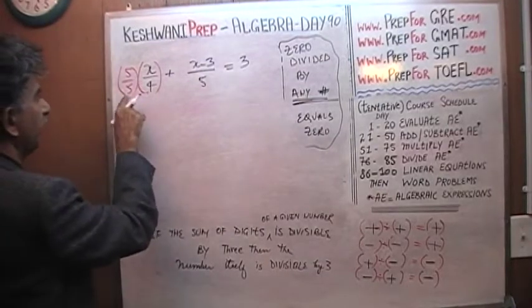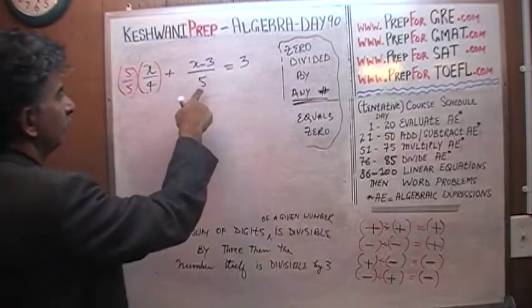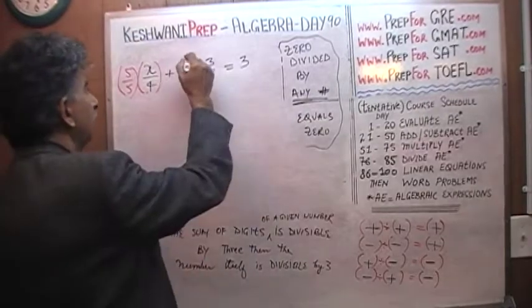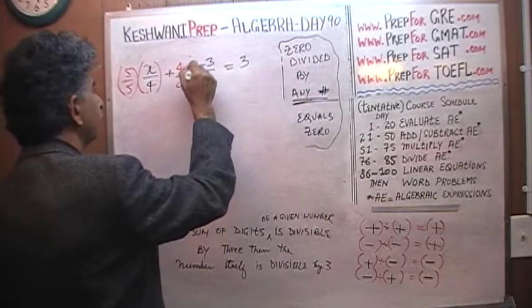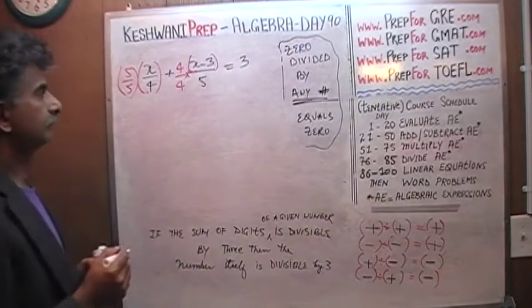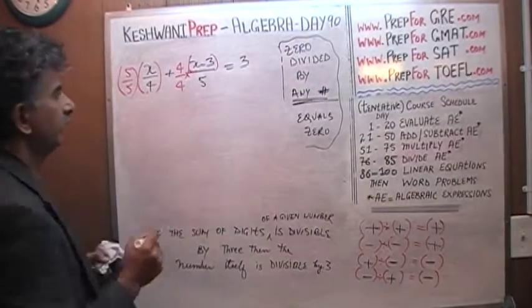Now we have 20 at the bottom. 5 times 4 is 20. How do we convert this 5 into a 20? By multiplying the top and the bottom by 4. Now we have a 20 here, we have a 20 here.